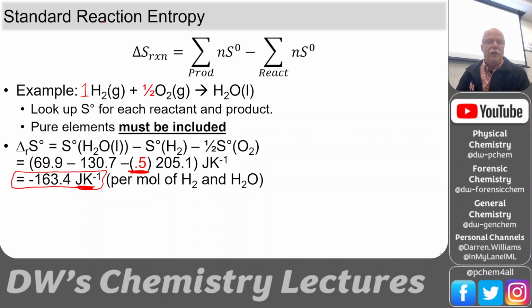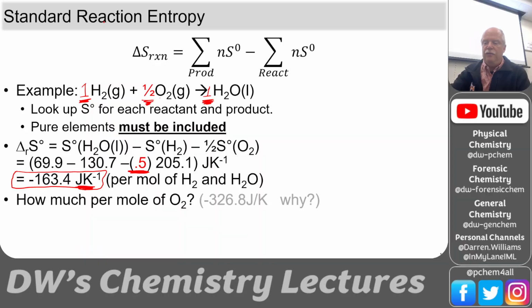And so you have to look at the reaction. This is per 1 mole of hydrogen and per 1 mole of water. Okay, this is basic stoichiometry, but it's per 1/2 mole of oxygen. And so if you wanted it for oxygen, you would have to divide by 1/2, which means multiplying it by 2. And so you end up with negative 326.8 per mole of oxygen.